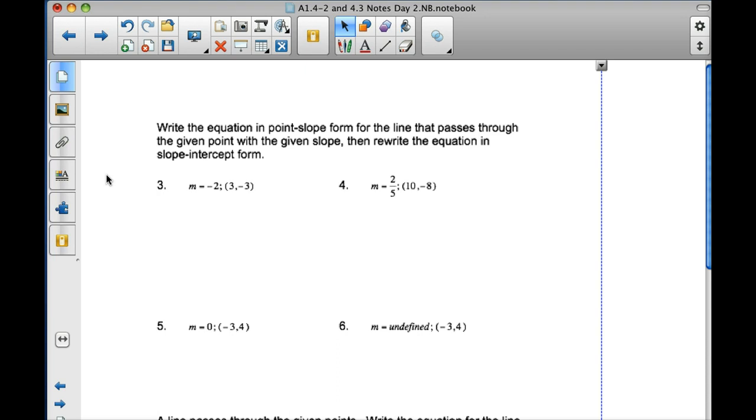Then rewrite the equation in slope-intercept form. What are we going to do then? Paige, we're going to solve it for y.